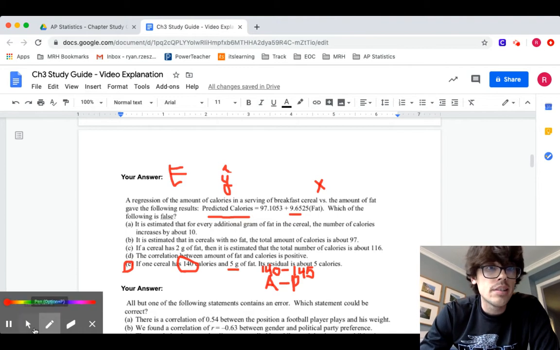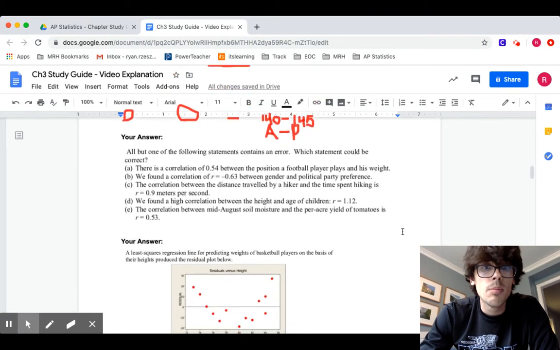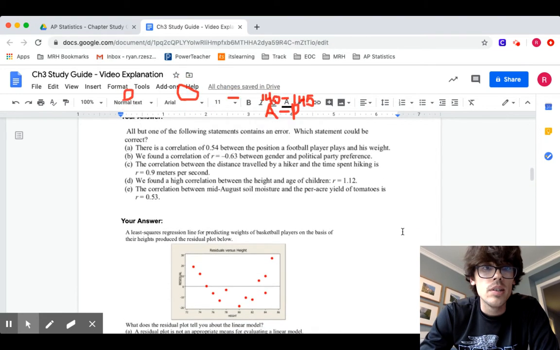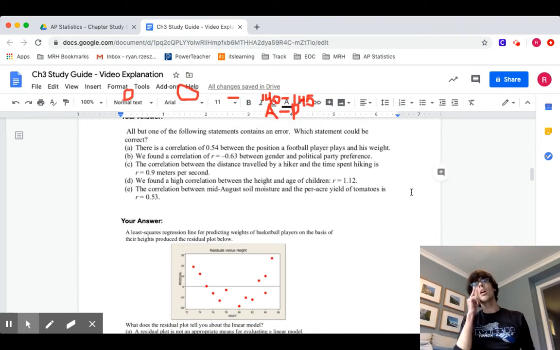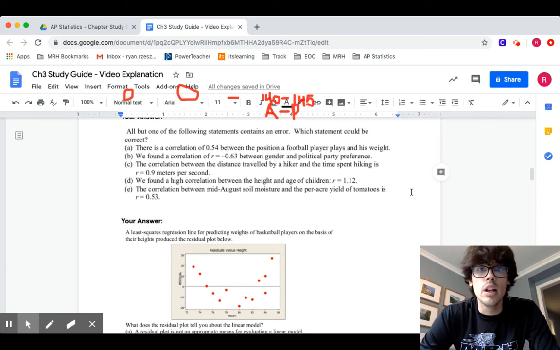All right, on to our second problem then. All but one of the statements contain an error. Which of these could be correct? And these are all talking about R. Important things to realize with R.